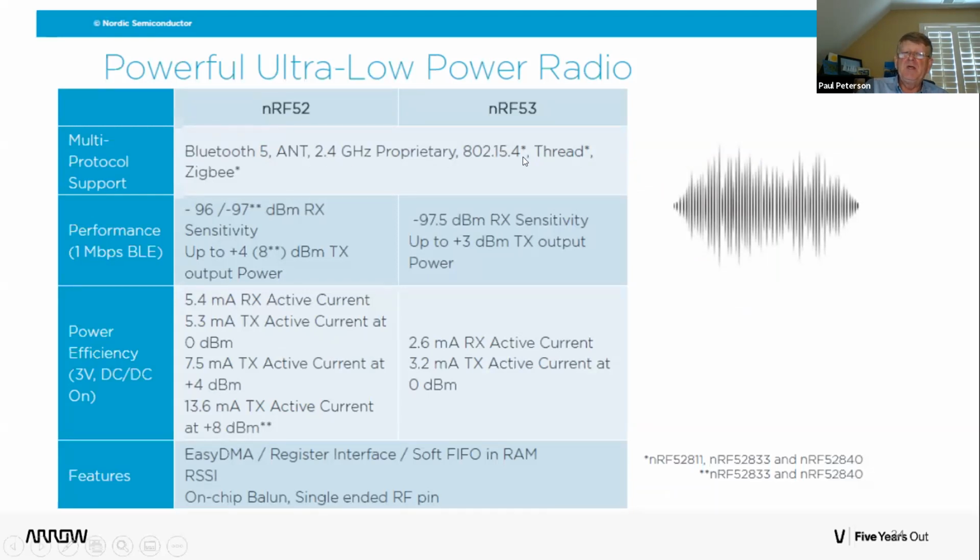But one of the overriding things, be it Nordic, Silicon Labs, or things of that sort, is that these next generation parts are dramatically reducing the power needed for a Bluetooth connection. So you can see we're dropping literally 40% of the transmit active current and roughly in half the receive active current. And we see a similar thing at Silicon Labs and the other suppliers as well.